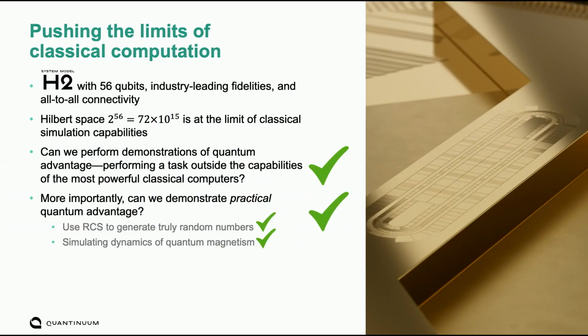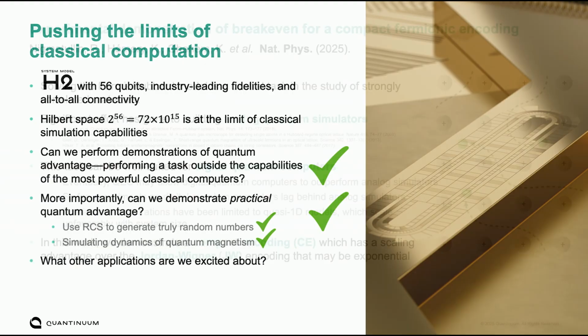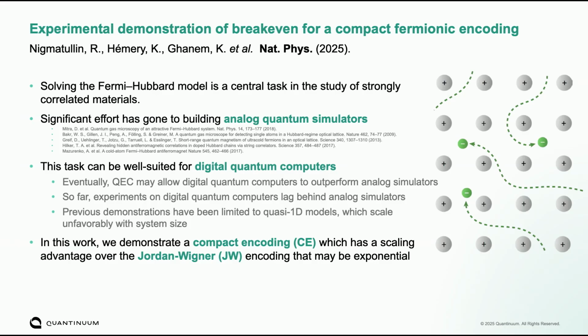And so we've got a couple of demonstrations that you could at least interpret somehow as practical quantum advantage. And so that's a really exciting result. And so what are we looking forward to that might fall into this for near-term devices? And one particular thing we're excited about is looking at the Fermi-Hubbard model on our digital quantum computers.